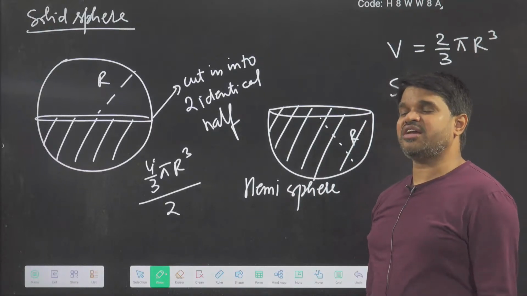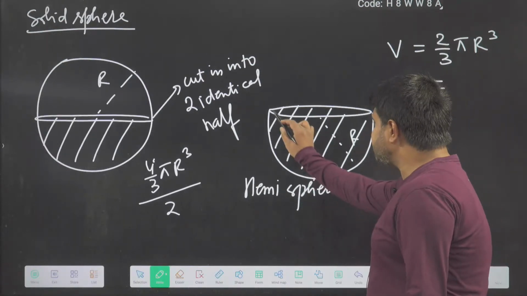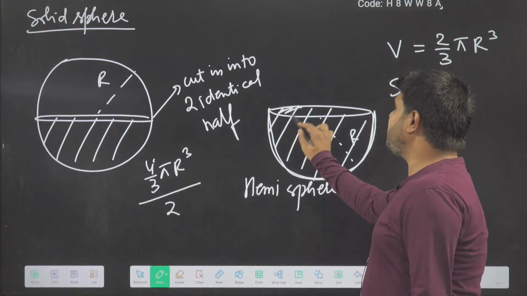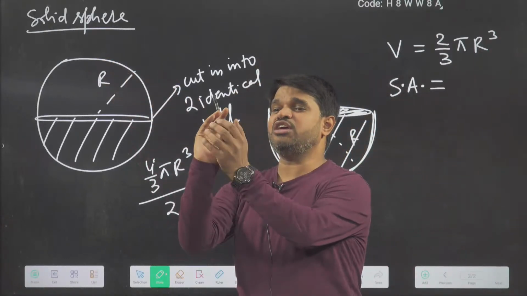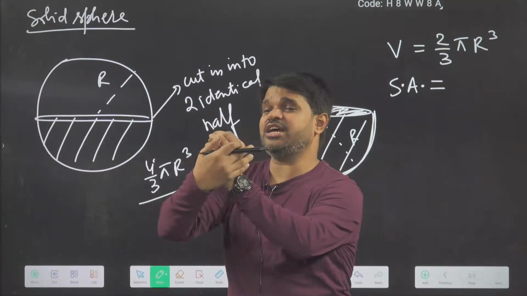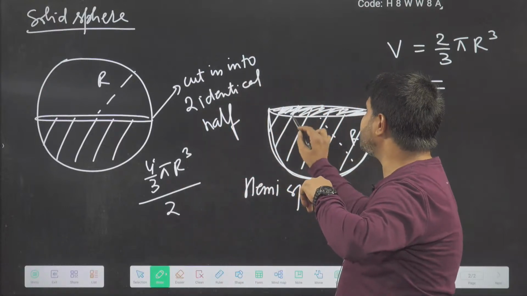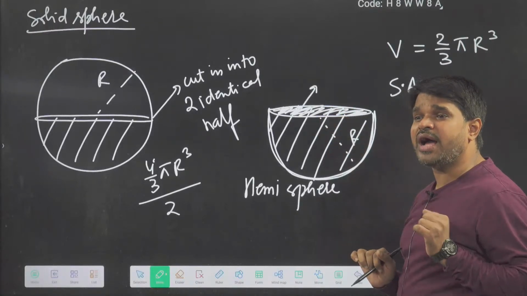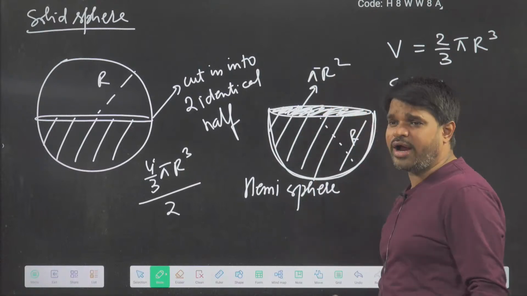Now, coming to surface area. In surface area, you have to consider two things. There will be this curved part, and there will be this plain circular part. Suppose you have a watermelon. Initially, the watermelon looks green. But when you cut it into two parts, this is the green colored part and there is a red circular part. Red circular part is a circle. And what is the formula of area of a circle? Pi r squared.